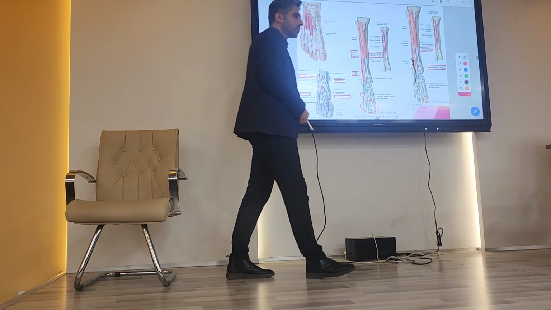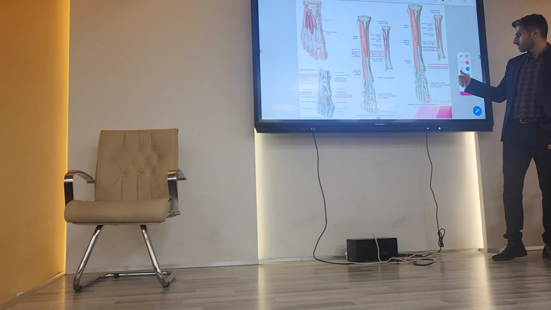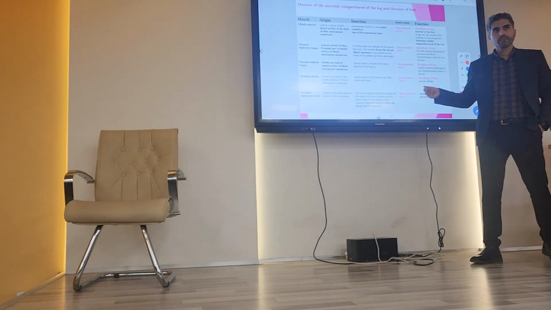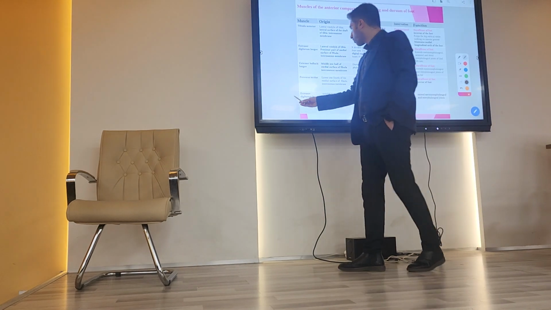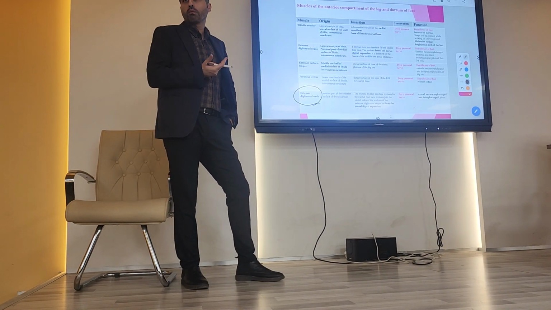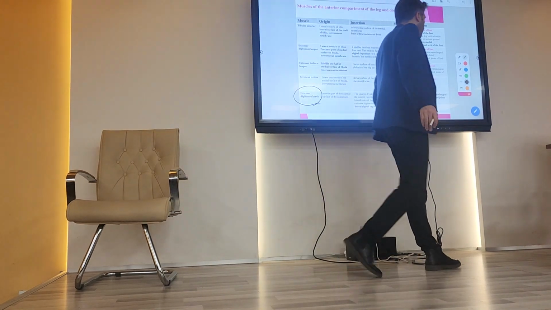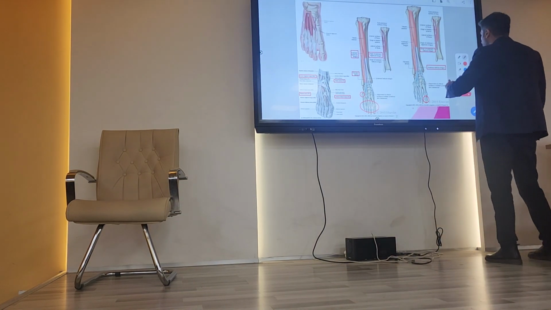Tertius means number 3, peroneus tertius. And this is the last muscle in the table, extensor digitorum brevis. It's not a normal muscle. Who can tell us why it's not a normal muscle?